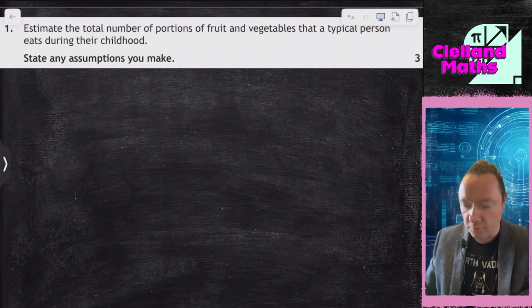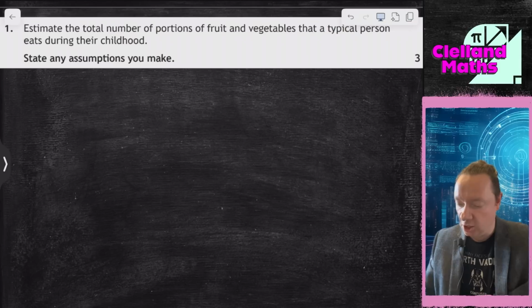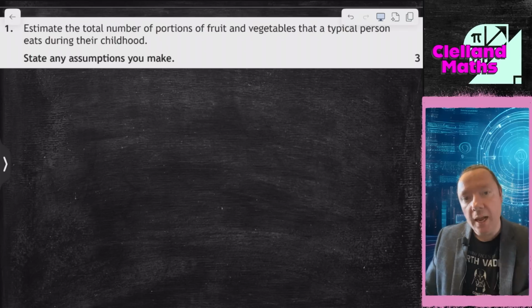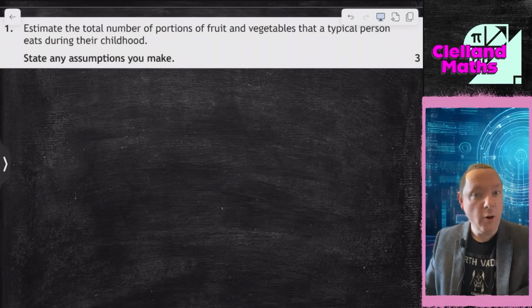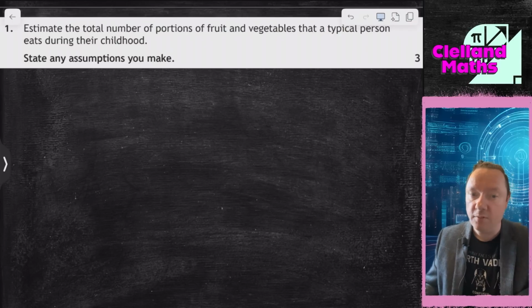Estimate the number of portions of fruit and veg that a typical person eats during their childhood. Now, I've got a bit of a bone of contention with this question just to start with, actually. Childhood, what does that mean? That can vary by culture. But in the UK, a child is defined as up to about 18, usually. So I think using that, but I think this is a Fermi estimate, so as long as your assumption is reasonable, I think we're okay.